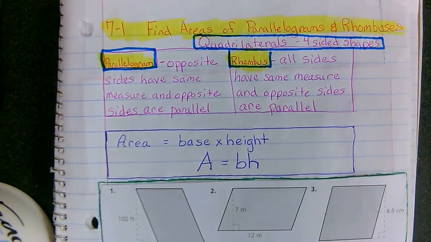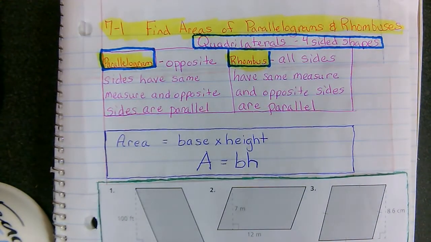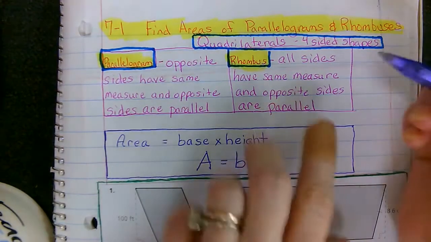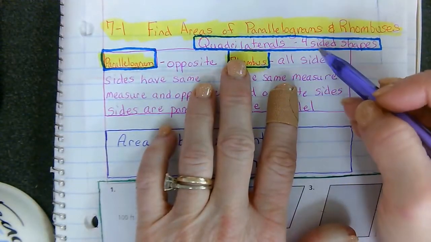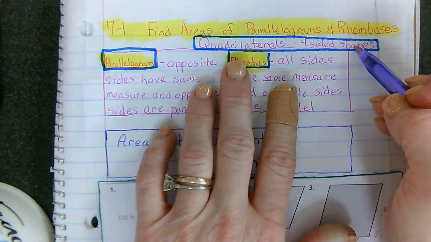Alright, students, today we are studying 7-1. Find areas of parallelograms and rhombuses. So first let's refer to the fact that quadrilaterals are four-sided shapes.